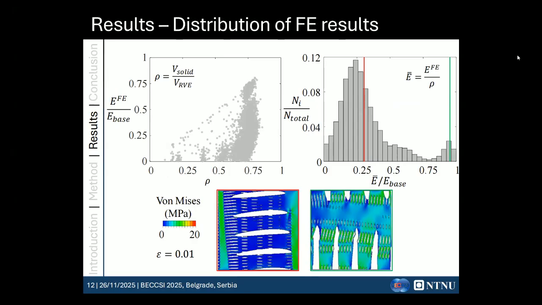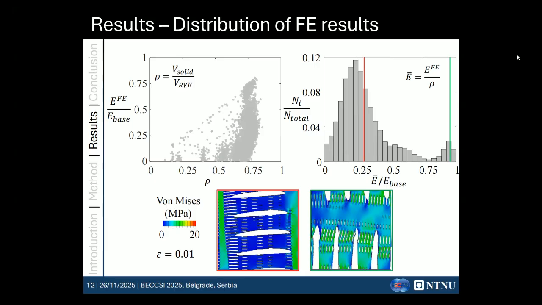Now we want to see the distributions of the finite element results. Let's look at the left figure. This shows the non-dimensional stiffness as a function of the relative density. Here, the relative density is defined by the ratio of V, the solid phase of the total structure, over the volume of the representative element. By looking at the distributions, we can conclude that our current SAM methodology can provide quite large relative densities from 0.2 to 0.8. And the non-dimensional stiffness also covers quite a large range from 0 to 0.8.